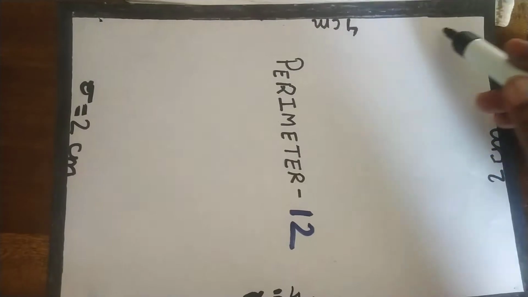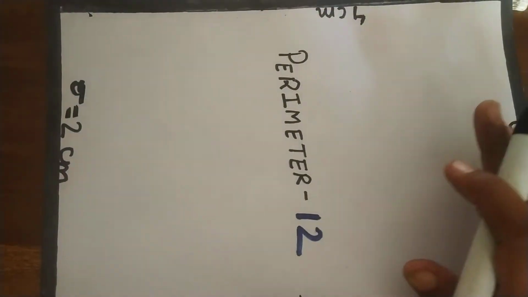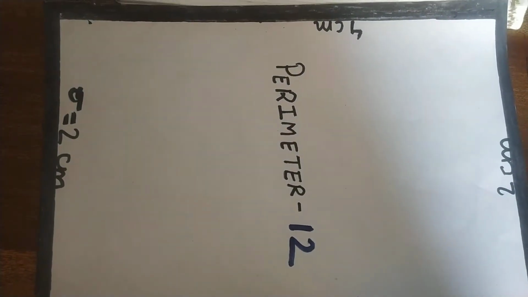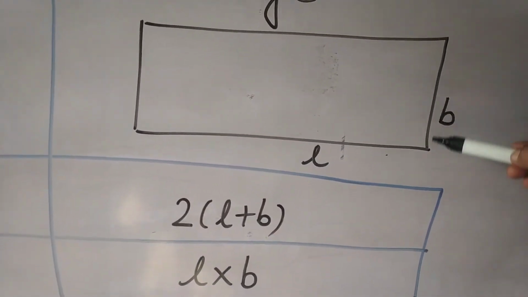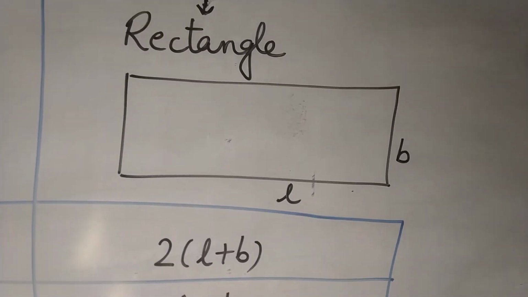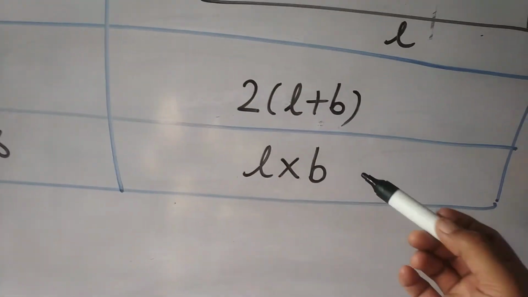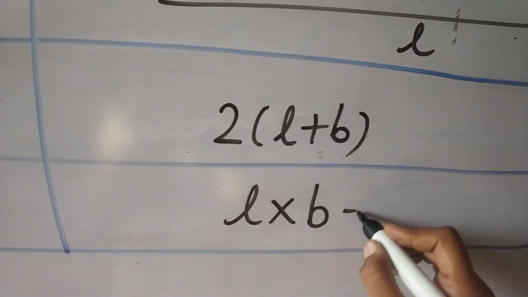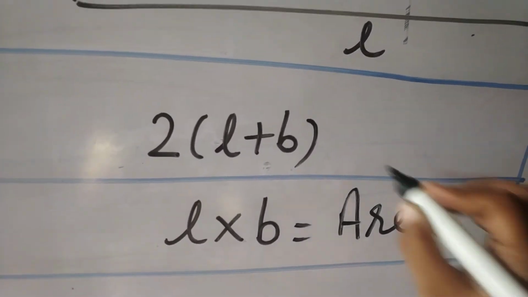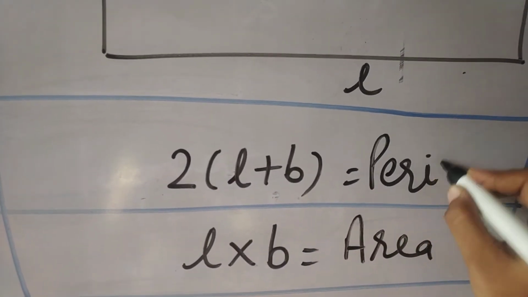So if I multiply length by breadth, I will get the area of this rectangle, right? So here is the rectangle, this is the length and this is the breadth of this rectangle. Okay, so length multiplied by breadth will be the area. So this is the area of rectangle and this is the perimeter.